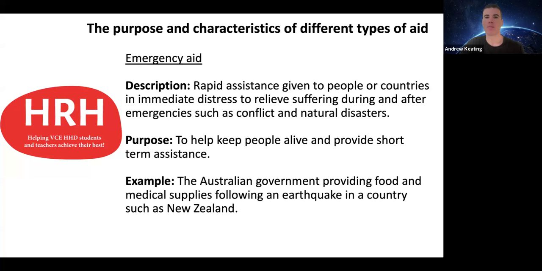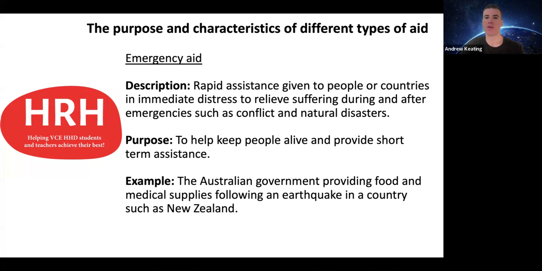This is rapid or immediate assistance given to people or countries that are in distress, okay? And it's used to relieve suffering during and after emergencies such as conflict and natural disasters. This is often what you'll see on the news after there's been, say, a big natural disaster in a country, and often you'll see organizations, maybe like the Red Cross, or countries like Australia, loading up planes and sending over emergency aid. So it's often things like medical supplies or shelter or clean water or food. And you can see that the purpose is to help keep people alive and provide short-term assistance.